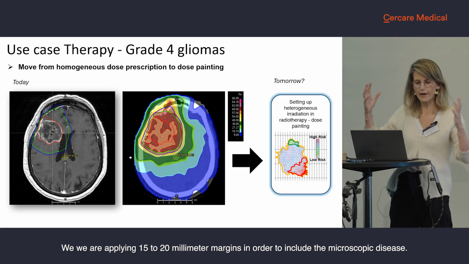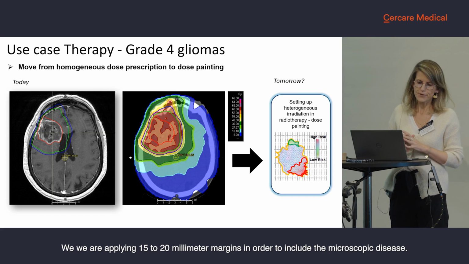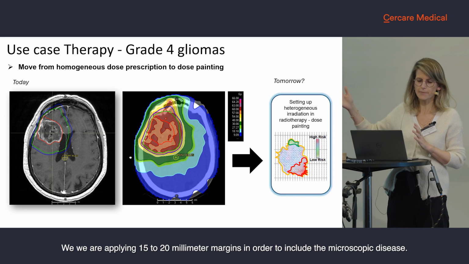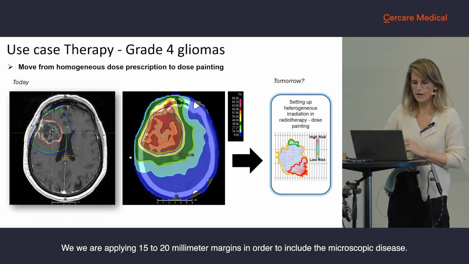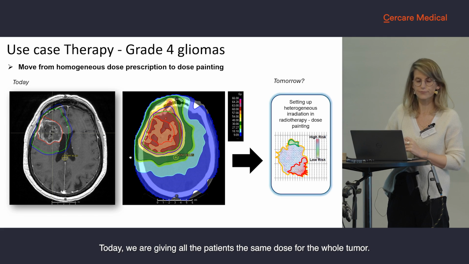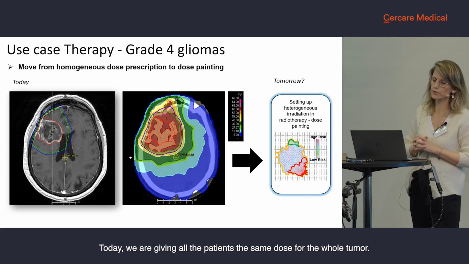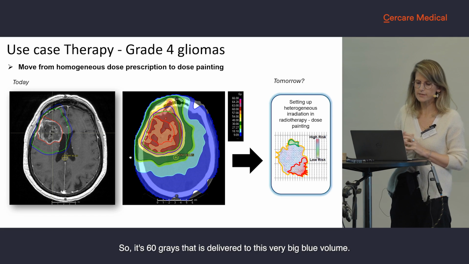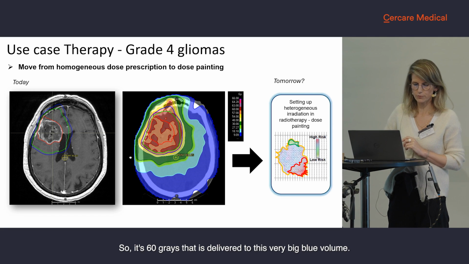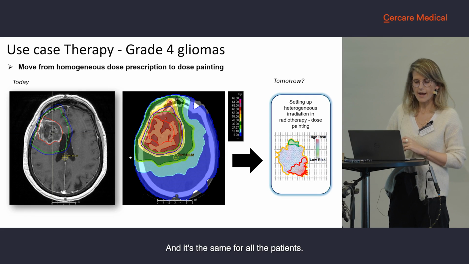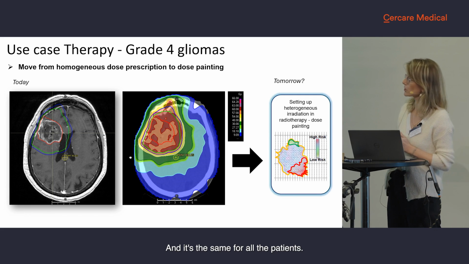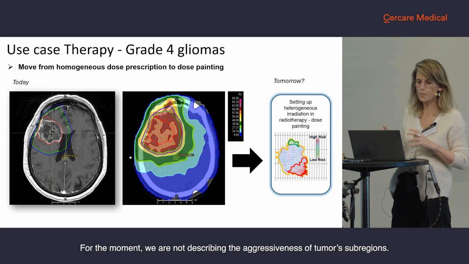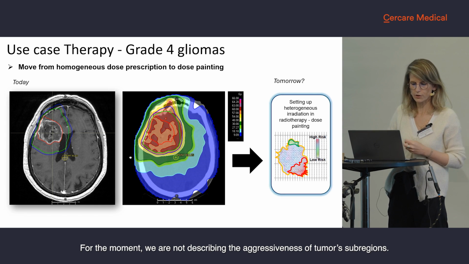And you can see that we extend this signal. We are applying 15 millimeter to 20 millimeter margins in order to include as well the microscopic disease. And you see that today, for all the patients, we are giving the same dose to the whole tumor. So it's 60 grays that is delivered to this very big blue volume. And it's the same for all the patients, and we are not, for the moment, describing the aggressiveness of subregions of the tumor.